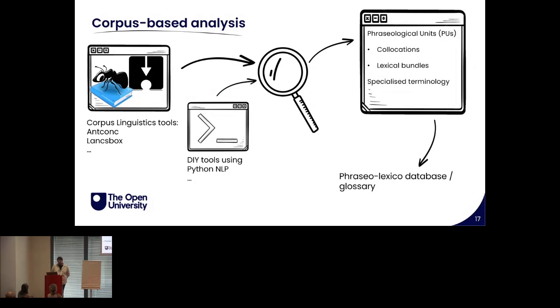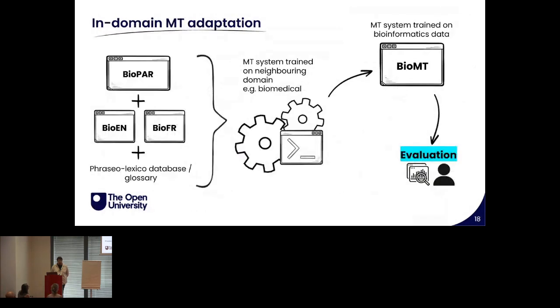Then following this will come a very important step, which is in-domain machine translation adaptation. So taking all the data that was collected prior to this, so the parallel corpus, the two monolingual corpora, but also the phraseolexical database or glossary, using this to train a machine translation system or multiple machine translation systems.